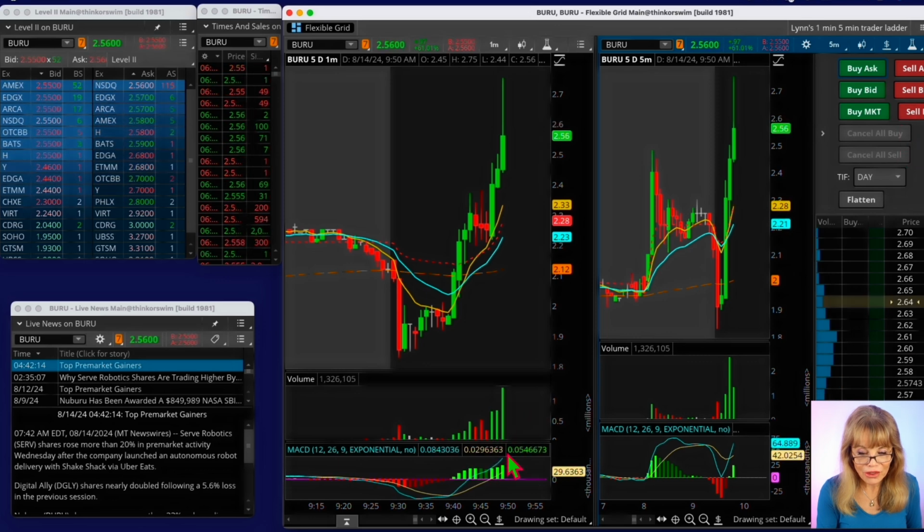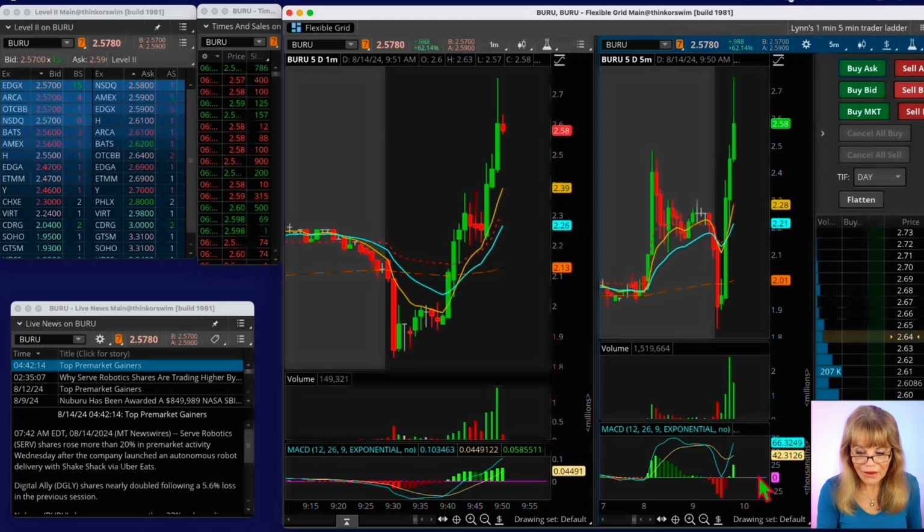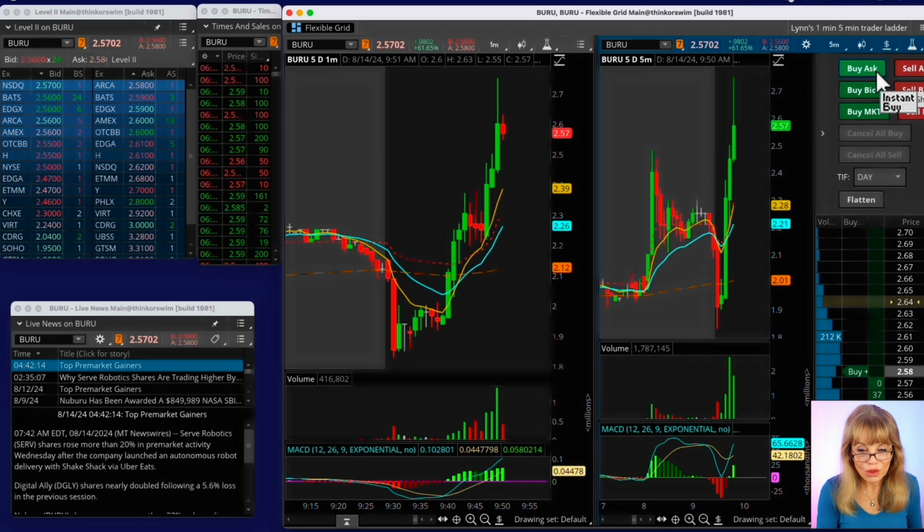You can see the volume bars here, and the MACD line still whizzing up, and now the 5-minute agrees with it, and they're both up. So a little bit of a pullback. It's a great time to make a buy, which I did right there.